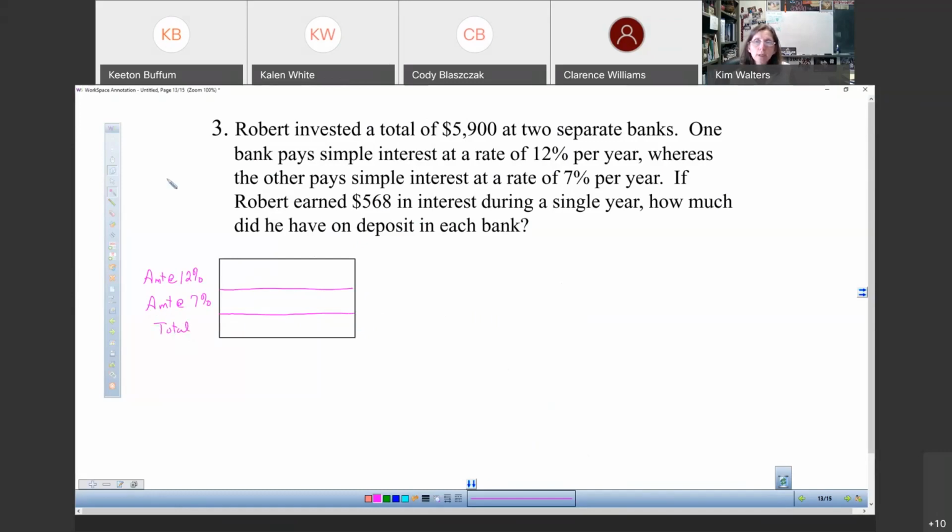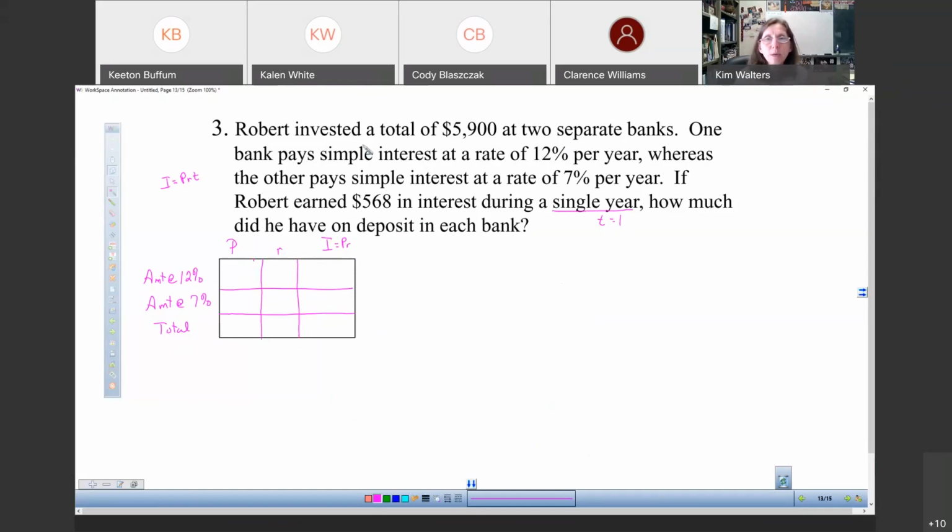Now, if you recall, simple interest is equal to principal times rate times time. But this is a single year. And so this means that time is equal to 1. Okay? So I'm going to remind you, we're going to have a principal, a principal, and a rate. And this is going to be the product: interest is equal to principal times rate. And this is how we're going to set this up.